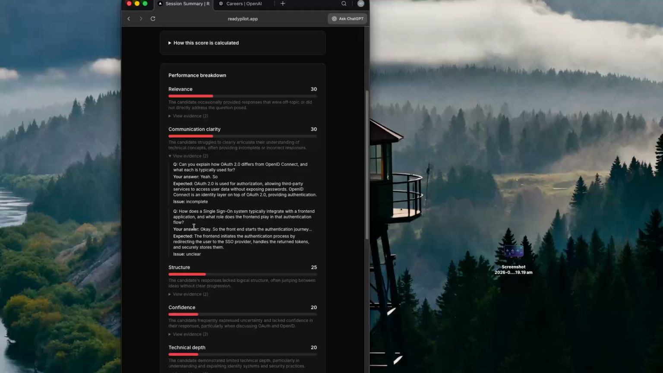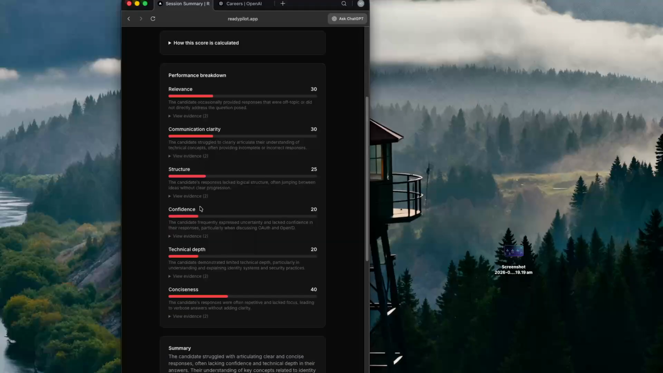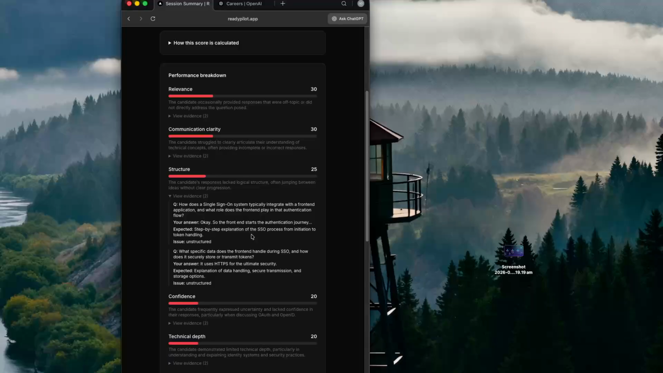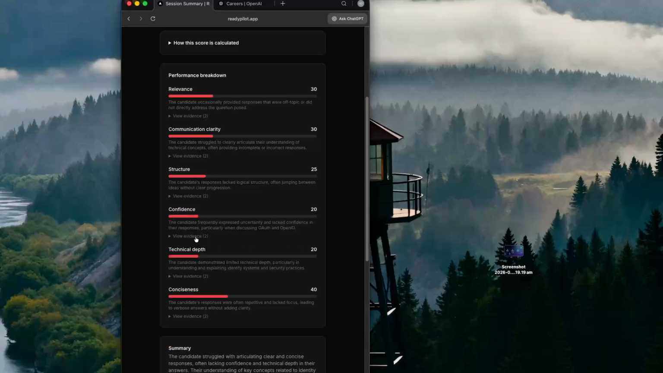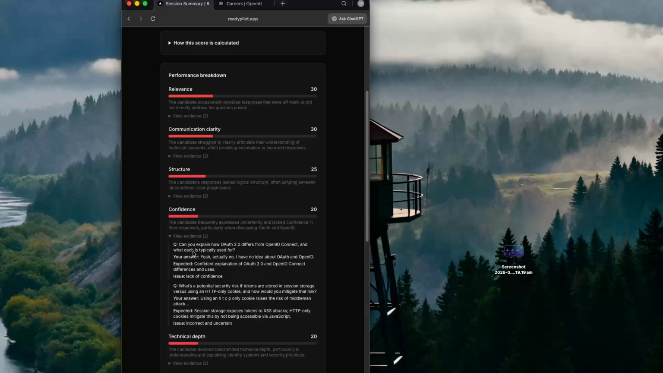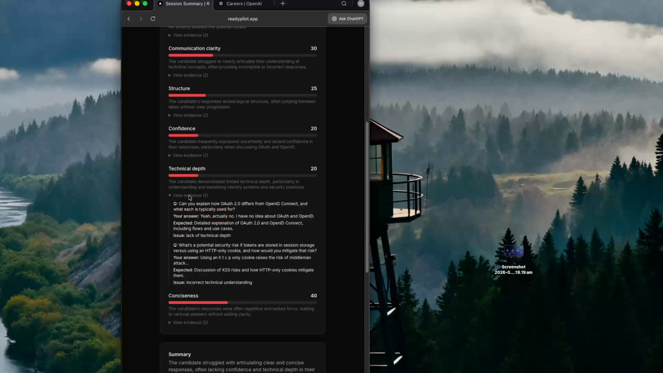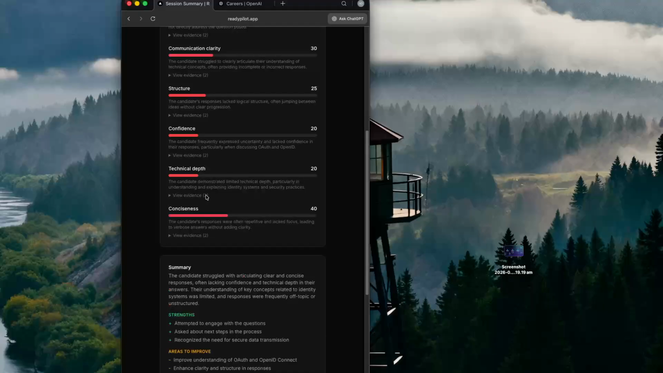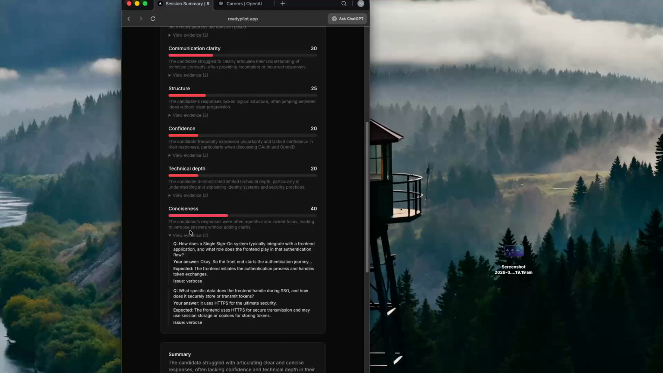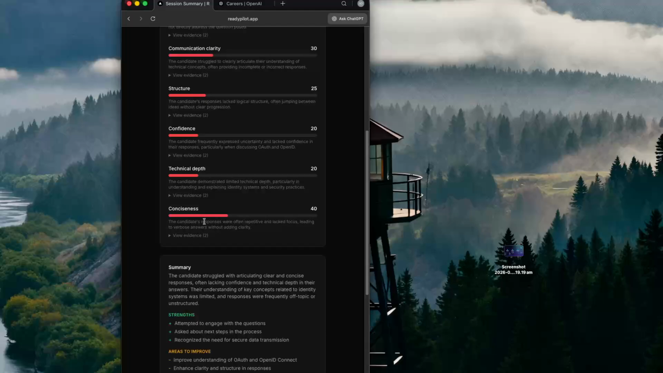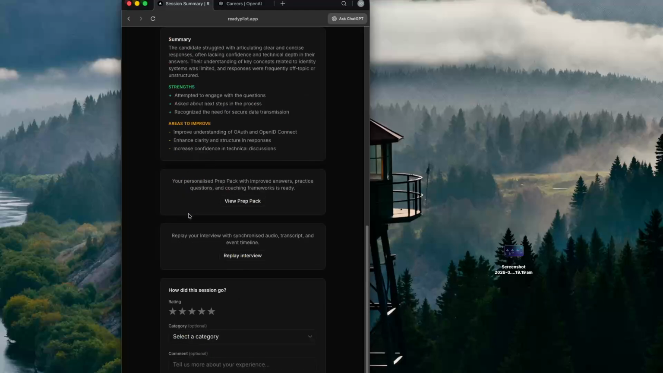Incomplete, unclear. Structure, yeah, unstructured. Confidence, yeah, obviously, when you don't see, incorrect and uncertain. Technical depth: candidate demonstrated limited technical depth, particularly in understanding and explaining identity systems and security practices. Yeah, again, I don't know. Candidates' responses were often repetitive, blah, blah, blah. Yeah, we can see results.